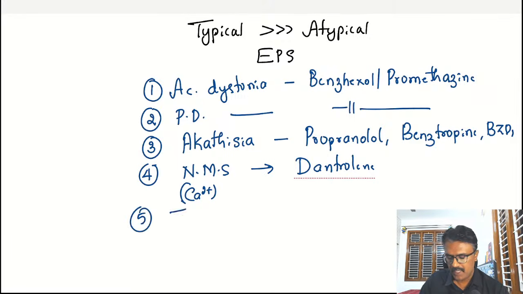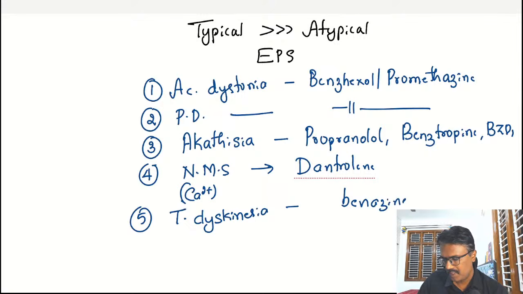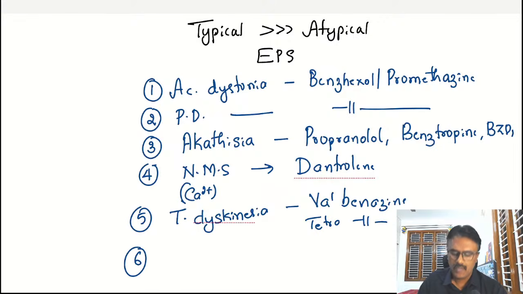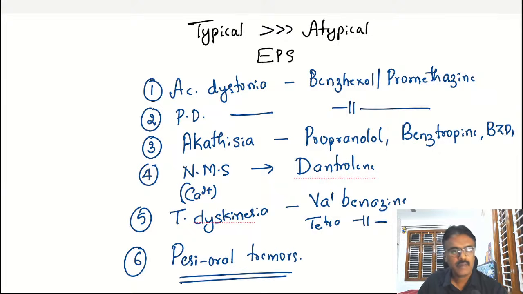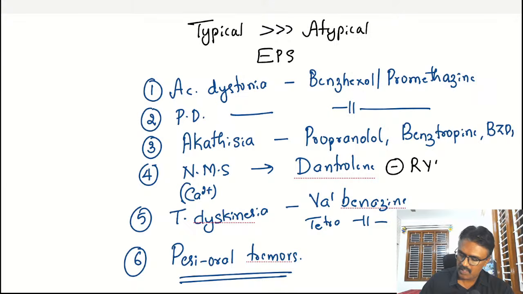Number 5, patient may develop tardive dyskinesia. So for that the treatments are benazine drugs. Valbenazine, tetrabenazine, these are used. The last problem is the perioral tremors or rabbit syndrome. This has also been tested, and there is no effective treatment for perioral tremors or rapid oral tremors. The mechanism of dantrolene, I told you, it inhibits a receptor called ryanodine receptor 1, RYR1.